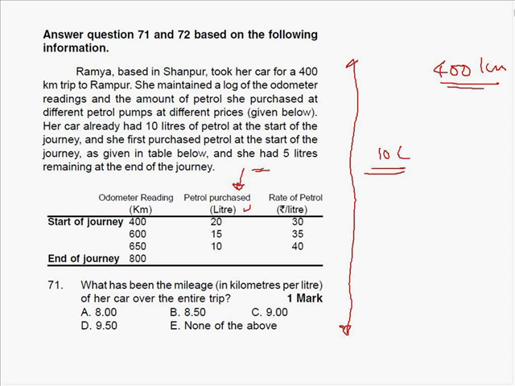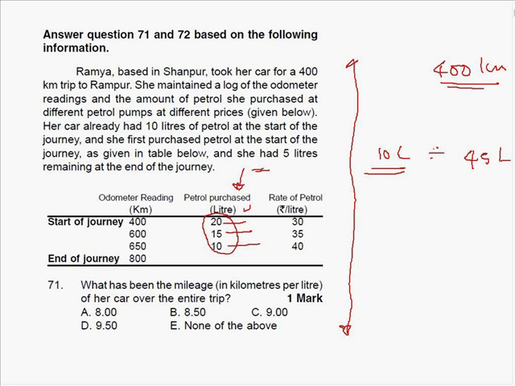You know the amount that she purchased: 20 plus 15 plus 10, so 35, 45. So this was at the start, she purchased this, and this was the end. So 40 liters.